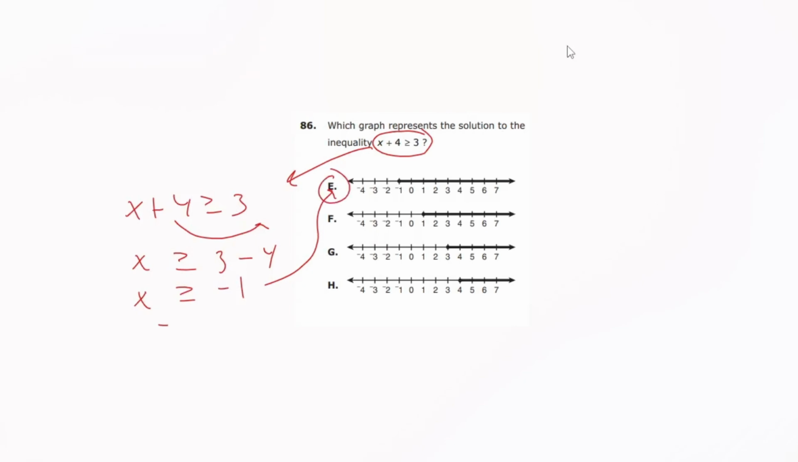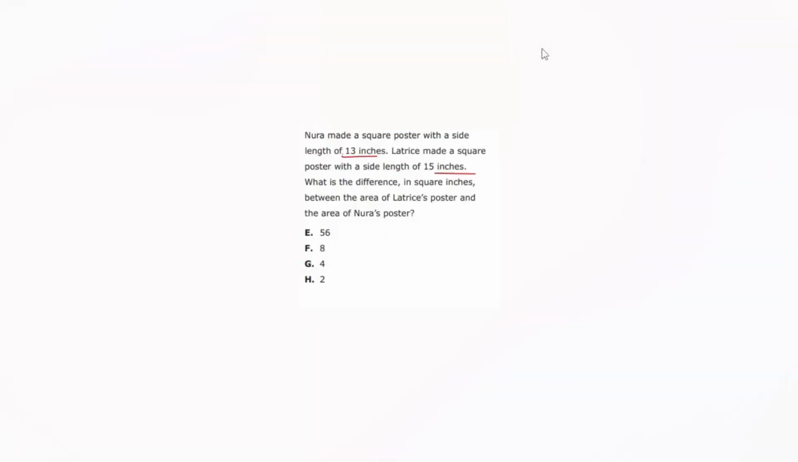It states this: Nura made a square poster with a side length of 13 inches. Latrice made a square poster with a side length of 15 inches. What is the difference in square inches between the area of Latrice's poster and the area of Nura's poster? So we know the area is basically the length squared, or the width squared, right? So let's figure it out. The area of Nura's poster would basically just be 13 squared. And if we know our times tables, we know that 13 squared is equal to 169. Or you can just use double-digit multiplication for this.